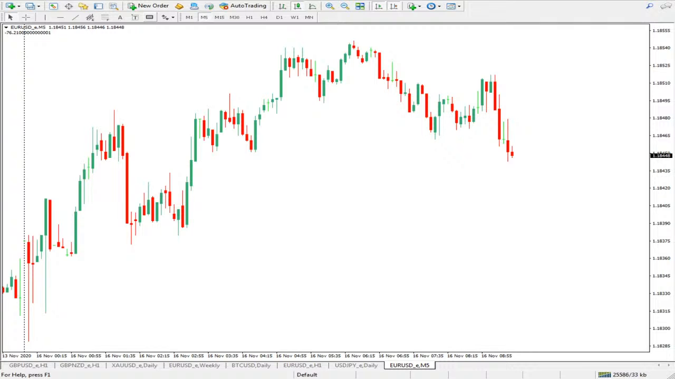Today is the 16th of November. We're going to look at our charts from the weekly point of view. Let's see exactly what to expect to be happening.